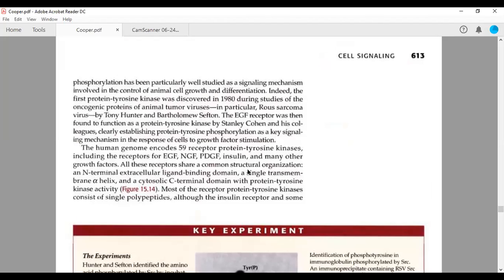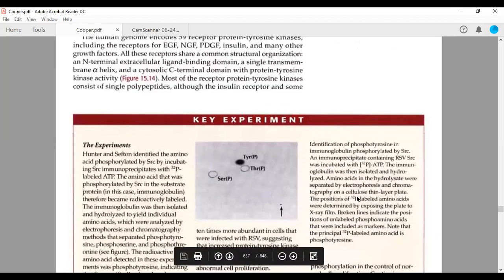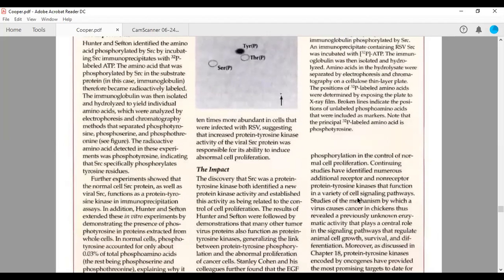All these receptors share a common structural organization: an N-terminal domain that is extracellular, which will bind to the ligand, a single transmembrane alpha helix, which will traverse the plasma membrane, and a cytosolic C-terminal domain which either has protein tyrosine kinase activity or interacts with some protein tyrosine kinase. Most of the receptor tyrosine kinases consist of a single polypeptide, although the insulin receptor and some others are made up of dimers actually.